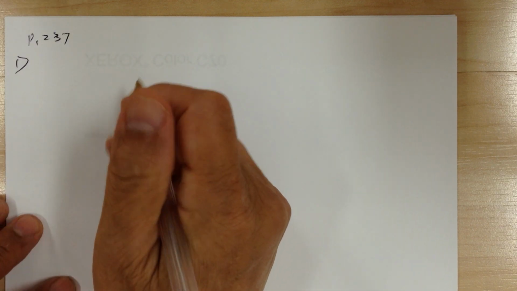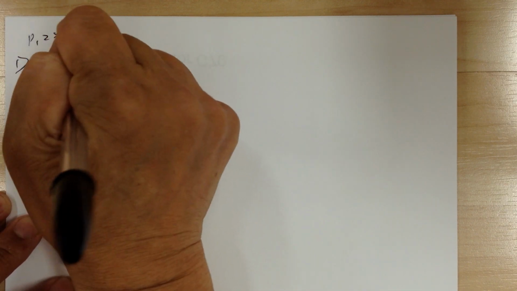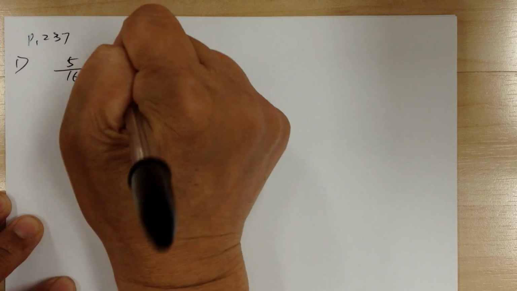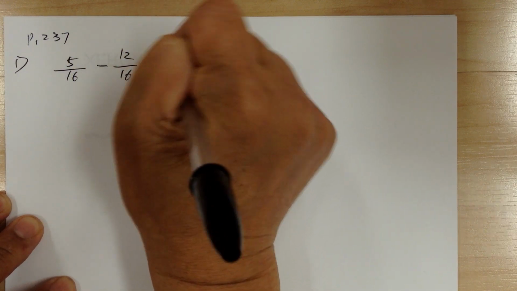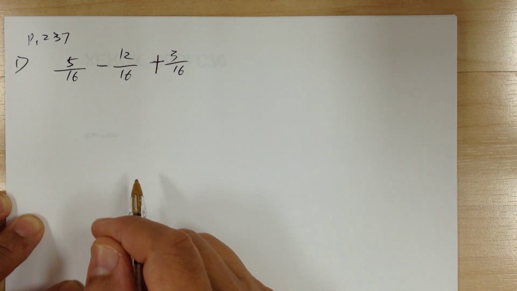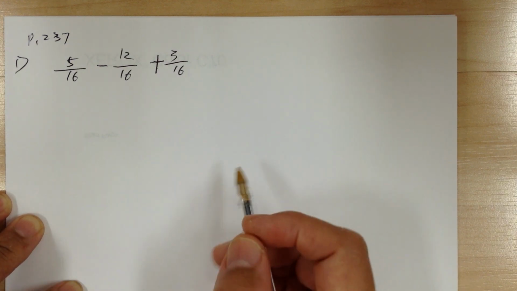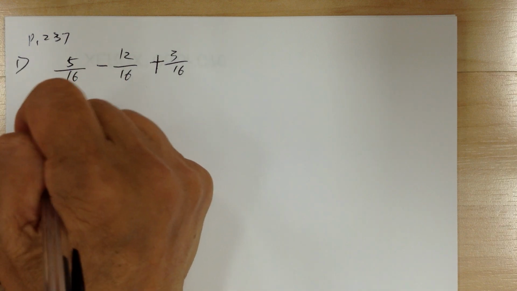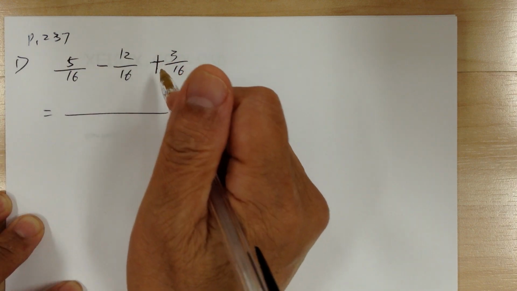Let's go to page 237 and start with number 1. You want to simplify 5 over 16 minus 12 over 16 plus 3 over 16. When you're adding fractions, the first thing you need to do is check that you have a common denominator. This one is good, so you have all the common denominators, and you can just add the numerators.